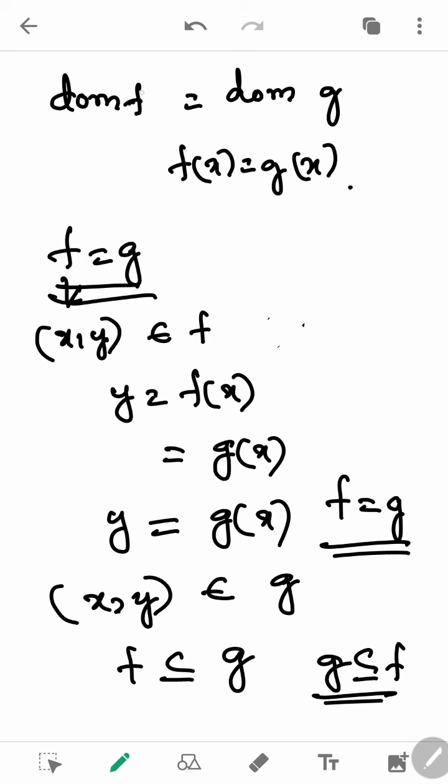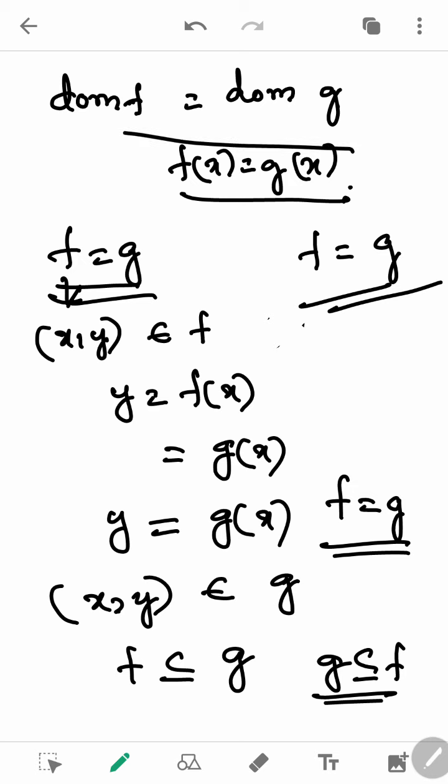Right? If domain of f is equal to domain of g and the function values are the same, then the functions will be equal. Then the converse is trivial. If two functions are equal, of course, the function values will be equal and the domains will be equal. Therefore, the converse part is trivial.